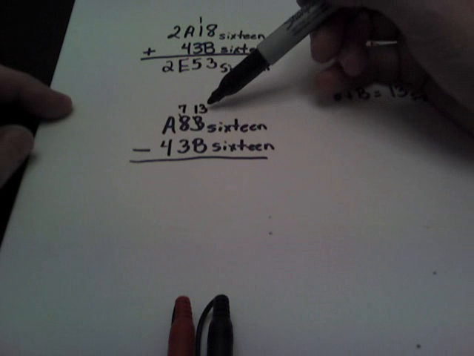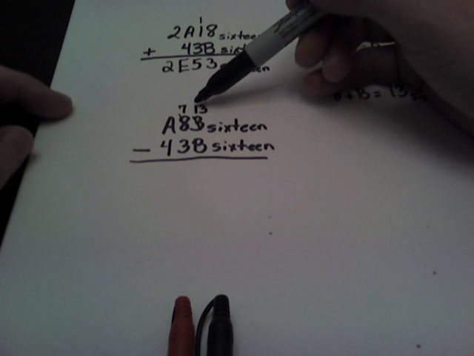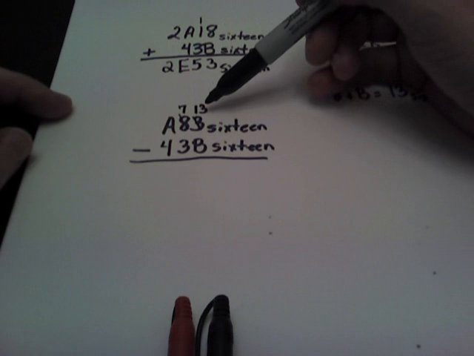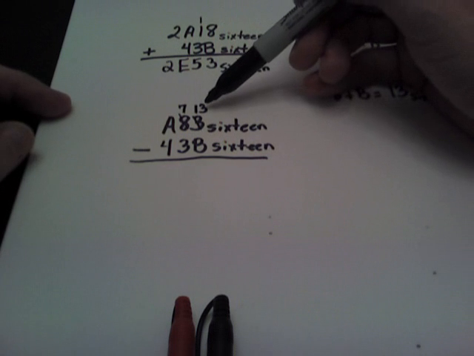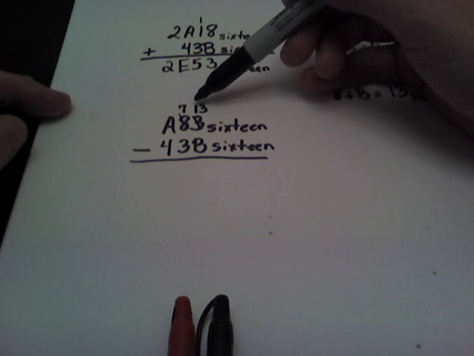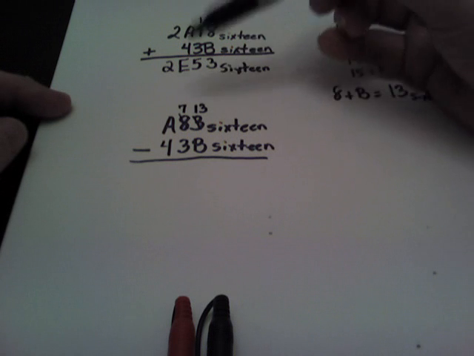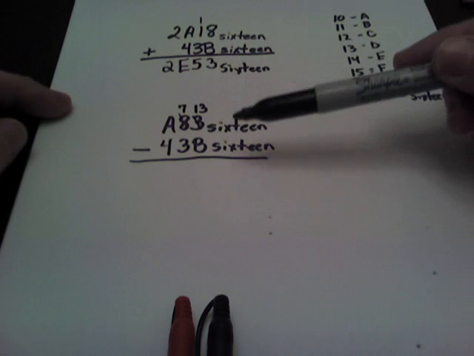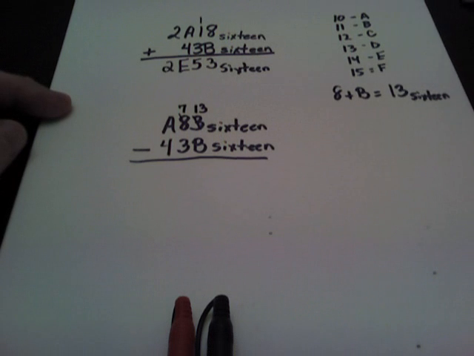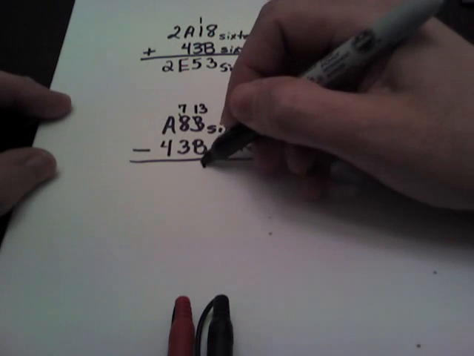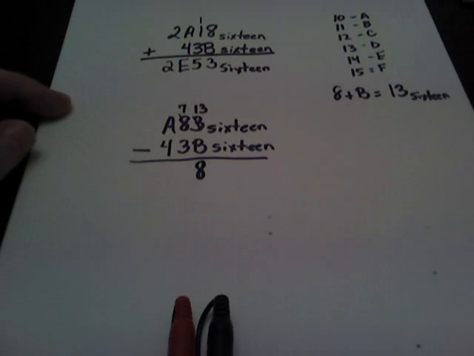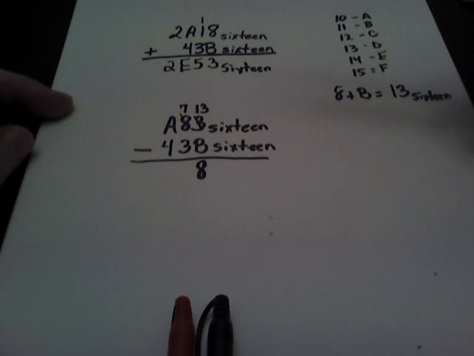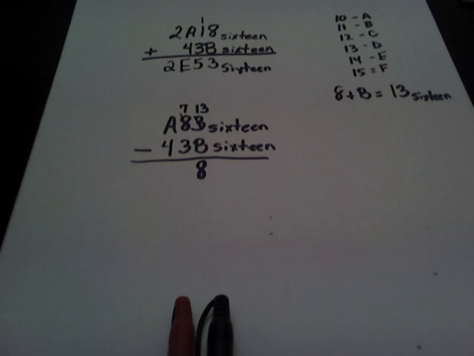Now remember that 1, 3 means that we have one complete group of 16 plus 3 extra. In base 10, that would give us 19. Now 19 subtract B would be 19 subtract 11, which gives us 8. So we can record an 8. Again, you can use your chart by starting with the value of 1, 3. Inside the chart, we need to subtract B, and you can find that the missing addend here is 8.